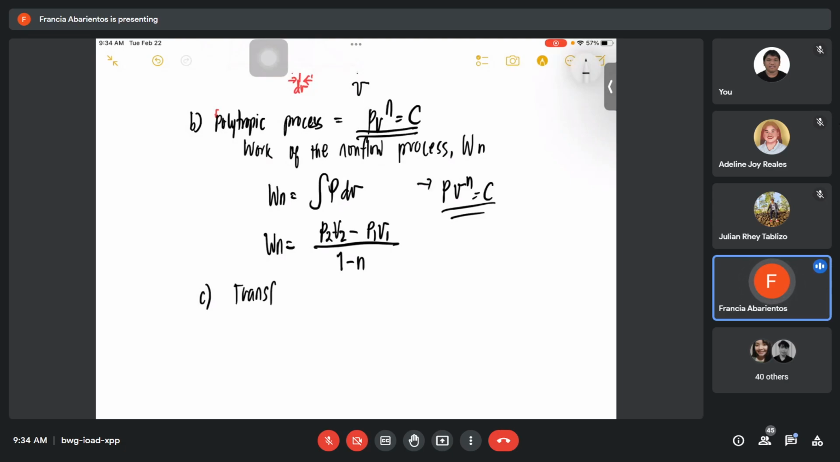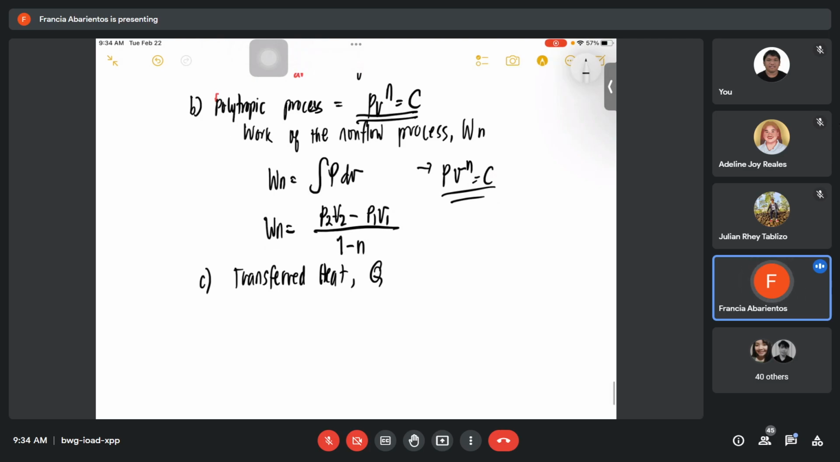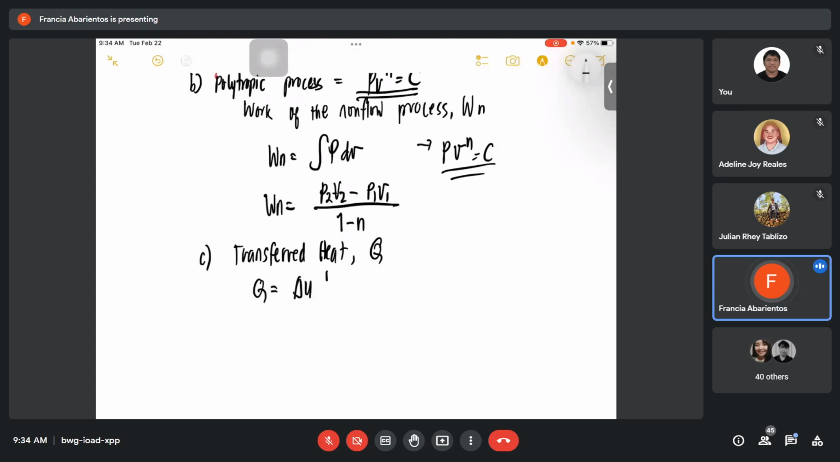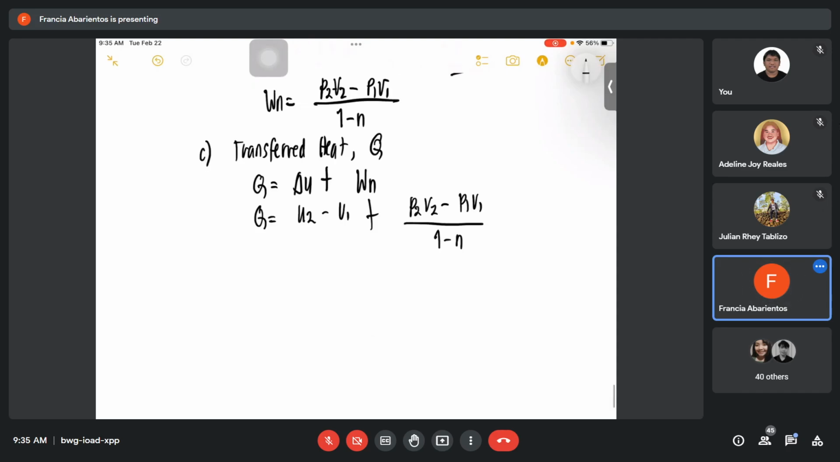In a polytropic process, it was not said to be an adiabatic or isentropic process. Since this is a polytropic process, we have the heat produced equal to the change in internal energy plus the polytropic work of the non-flow: U2 minus U1 plus the work of the non-flow, over 1 minus N. So this is now your equation.